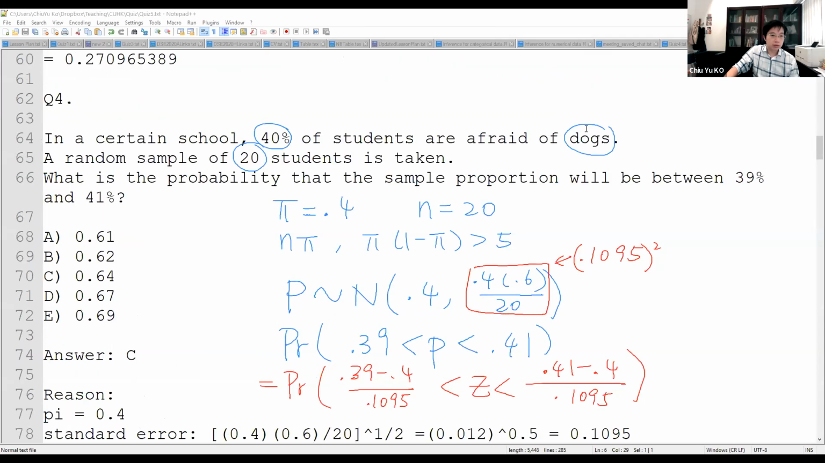Okay, so is that okay for this one? Okay, some people asked about the same answer, so let's just go over the question again. So pi is 0.4. Let's do it in Excel. So I guess some of you have a question about this part.